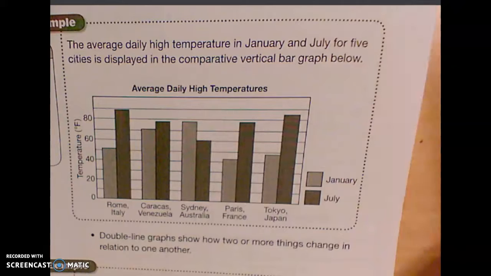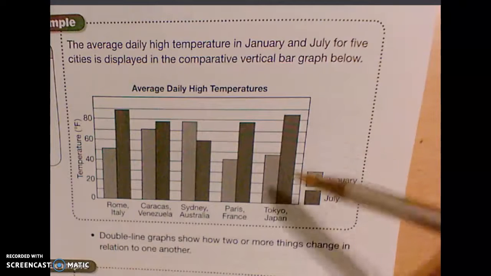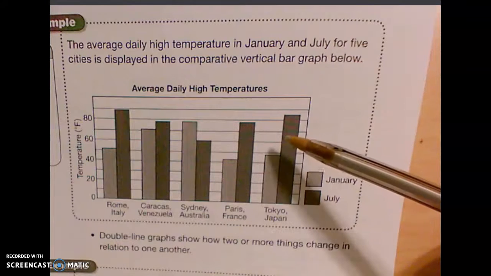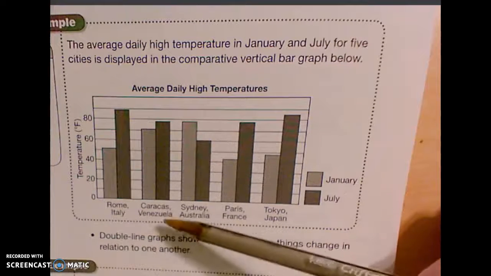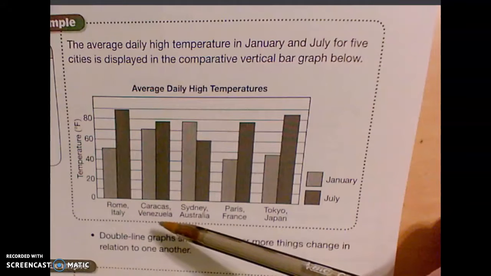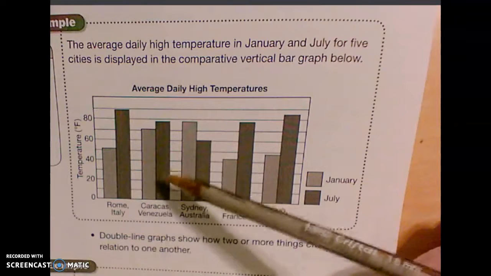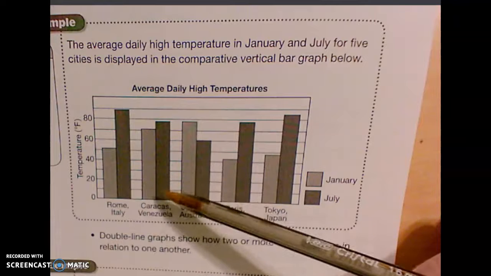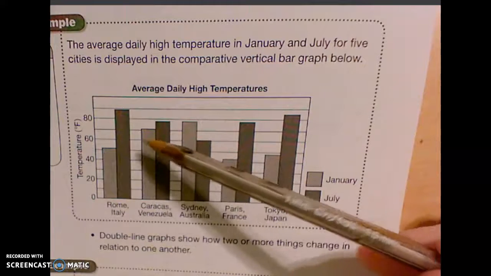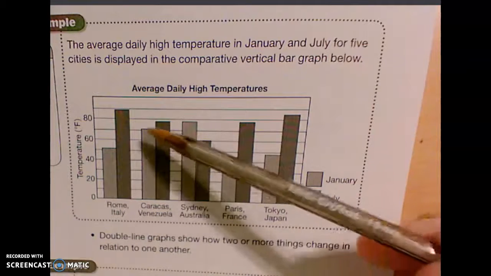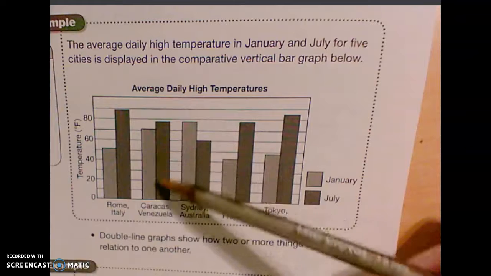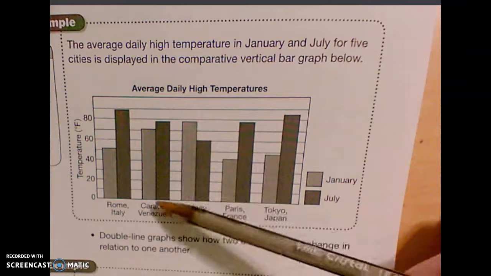Which city had the smallest range between these temperatures? And then, how do we know? Well, we're going to look at the smallest difference in heights. And that is occurring right here in Venezuela. Caracas is near the equator, and temperatures in locations near the equator are not going to vary much throughout the year. So this city, Caracas in Venezuela, has the smallest range between these temperatures. And the reason being is because it is near the equator.